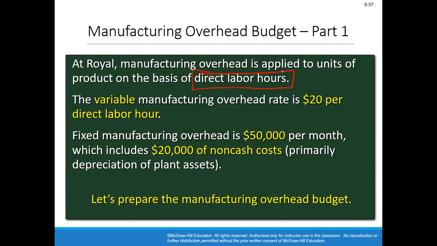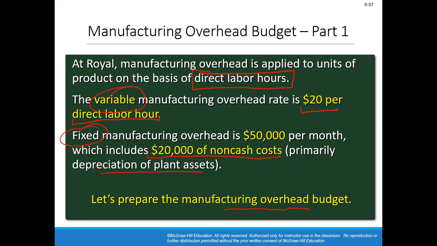It is the allocation base. And the variable manufacturing overhead rate is $20 per direct labor hour. And we have been told the fixed manufacturing overhead is $50,000 per month, which includes $20,000 of non-cash cost, primarily depreciation of plant assets. So we have been given two types of manufacturing overhead in terms of cost behavior. One part is variable, another part is fixed. So how can we come up with the total manufacturing overhead cost? So let's prepare the manufacturing overhead budget.